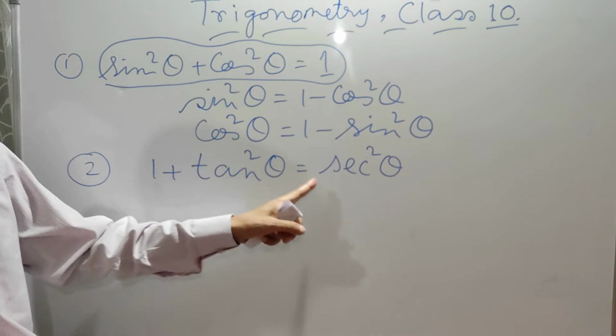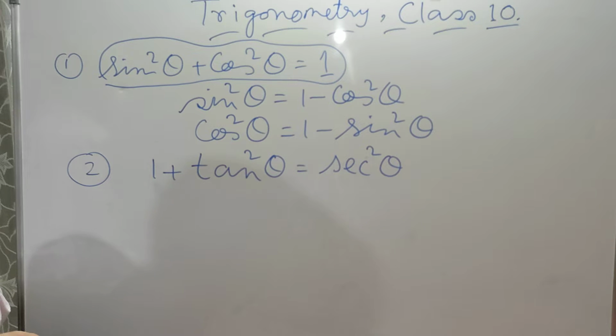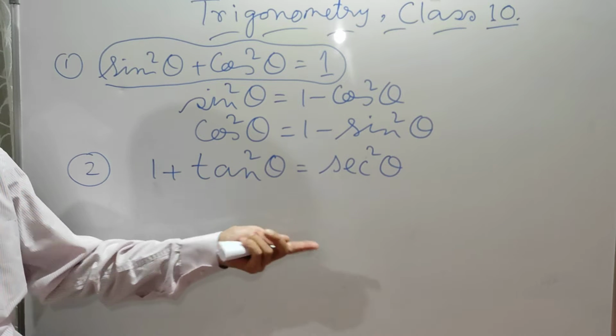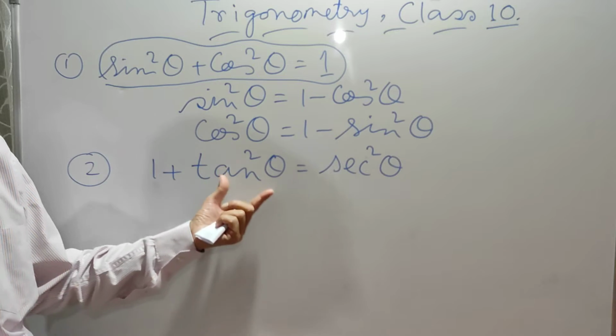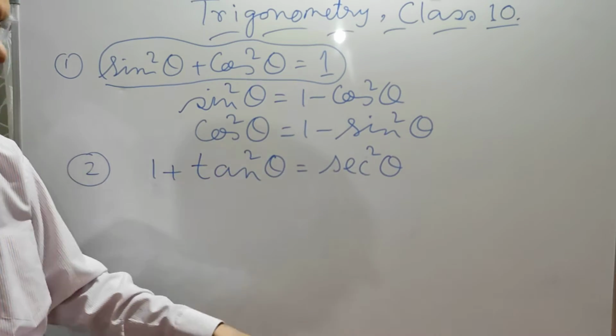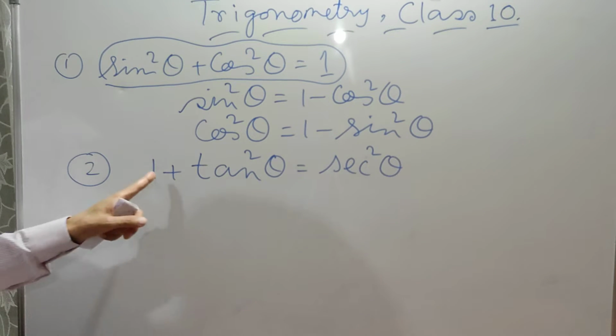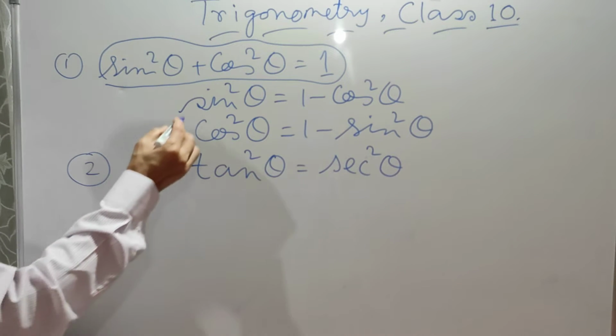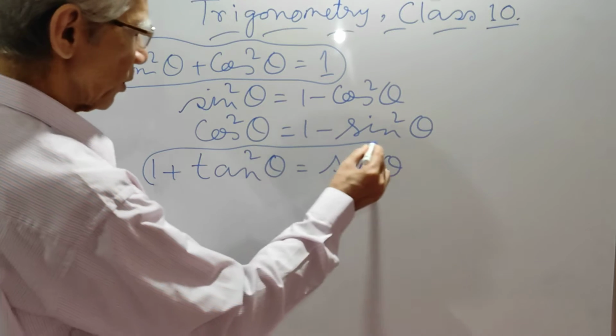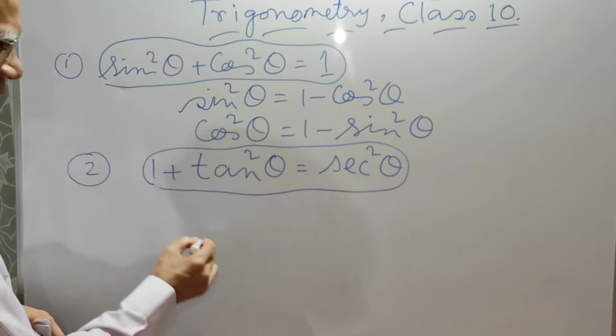Okay. Now the second one is 1 plus tan square theta equal to sec square theta. Now again tan square theta, like before, do not make the mistake. Tan square theta means tan theta into tan theta. Sec square theta means sec theta into sec theta. Now this is the main formula. And what are the derivations?